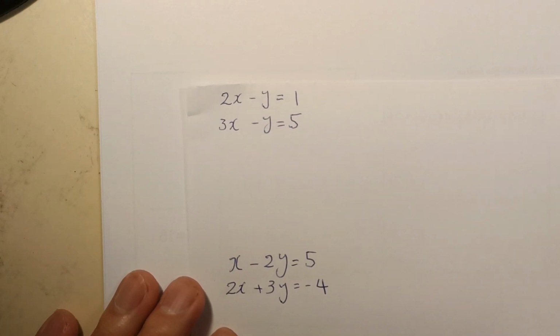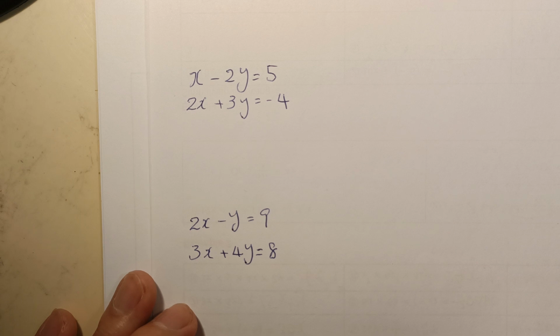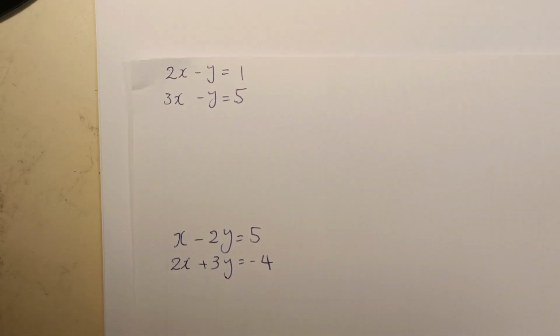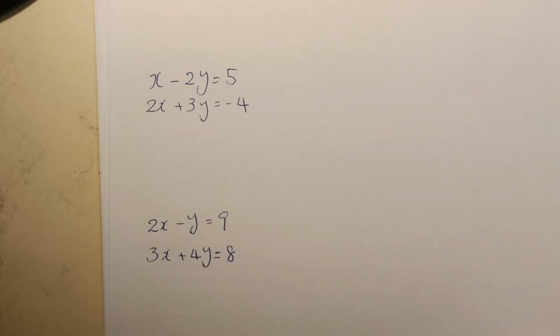One is 2x minus y equal 1, and then 3x minus y equal 5. And then the second one and third one are these 2. If you want to try working on these 3 questions, stop the video and do it, and then I will give you the explanation for these 3 questions.